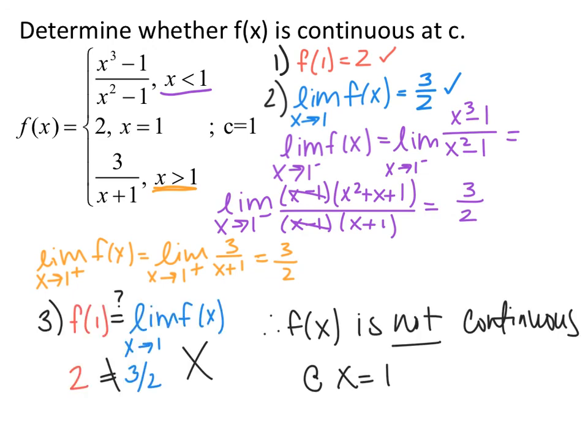f of 1 was equal to 2, and the limit as x approaches 1 of f of x was equal to 3/2. Those are not equal, so this fails step 3. The function is not continuous at x equals 1. So it passed step 1, the function existed. It passed step 2, the limit existed, but it fails step 3. Those two values are not the same. Whenever you're trying to prove continuity, you need to show all 3 of these steps. As soon as it fails 1, you can say it's discontinuous or not continuous at that value. But if you want to prove continuity, you have to prove all 3 of these.